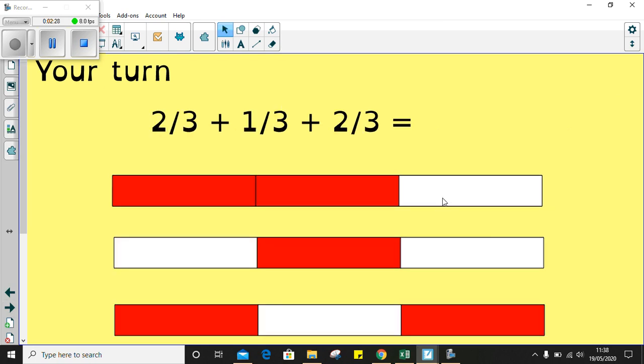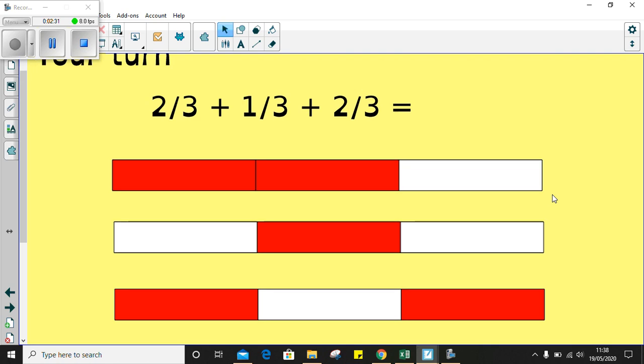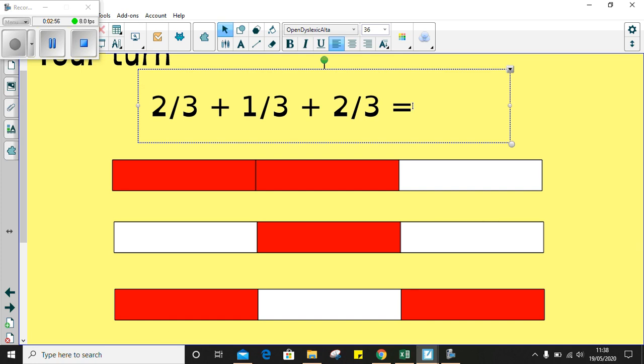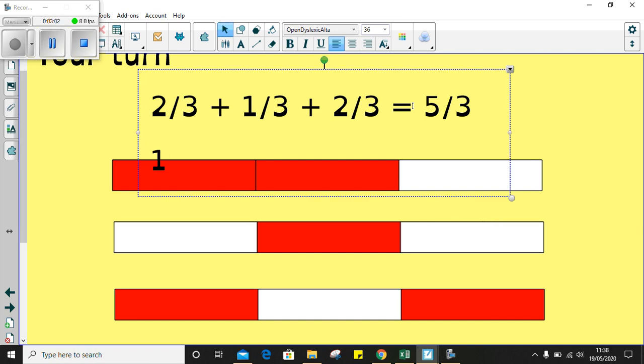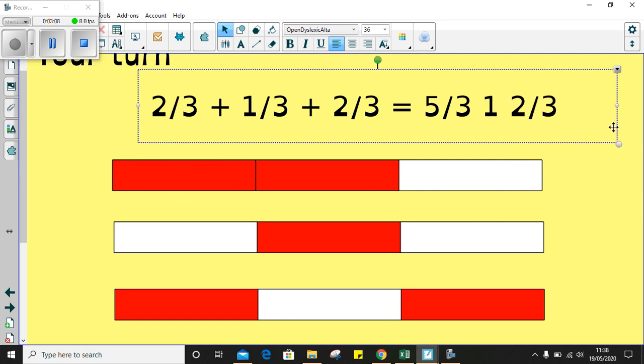Right, so you might get a question like this where you've got 3 different fractions to add up, but it is exactly the same. Our denominator stays the same, and all we're looking at is the numerator. So we've got 2 add 1 add 2. Here you've got your picture representation, 2/3, 1/3, 2/3, and we've got 1, 2, 3, 4, 5. Or 2 add 1 is equal to 3, and then add 2 on is equal to 5. So we've got 5/3, or 1 and 2/3. Don't know why it's gone down there. There we go. So either way, that's correct.